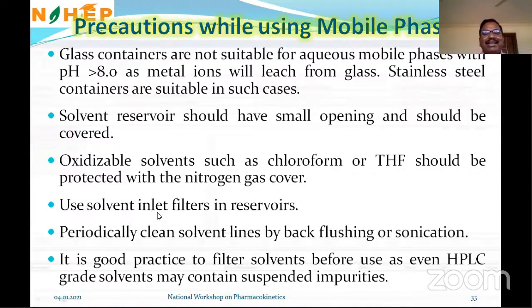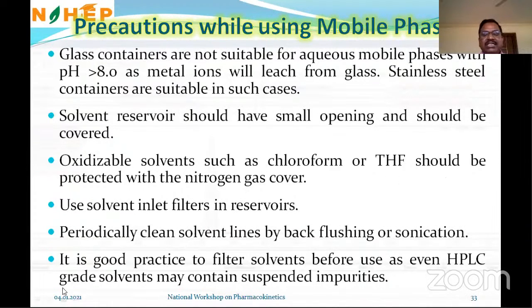Then use solvent inlet filters in the reservoir. In all reservoirs, you must keep solvent filters at the end of the tubing, to prevent any solids from entering the column. Periodically clean solvent lines by back flushing or sonication. This is very essential to prevent any clotting or obstruction in the free flowing of the mobile phase.